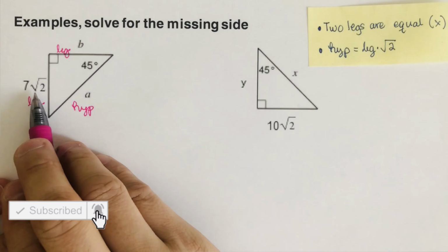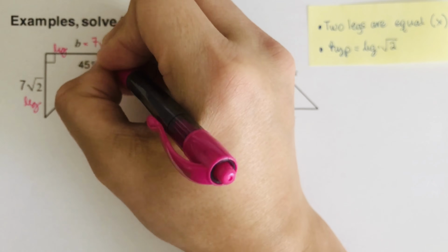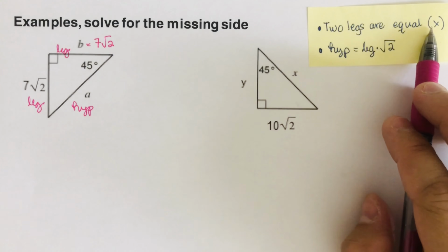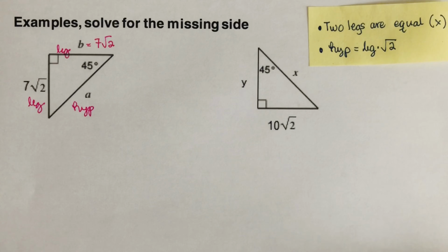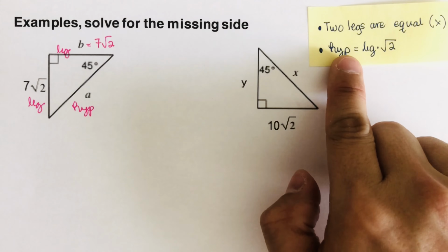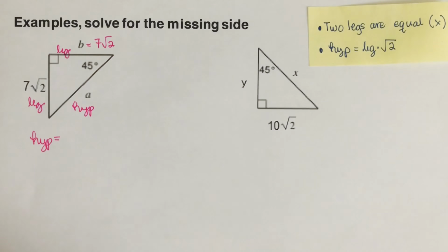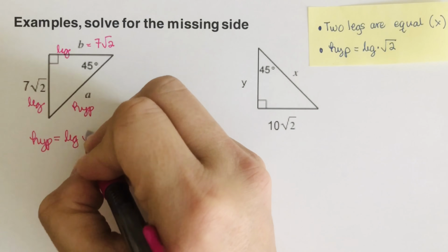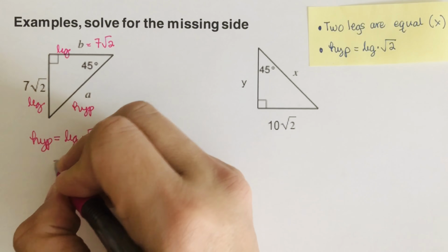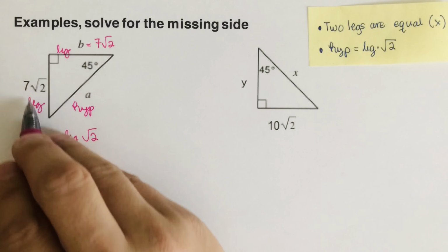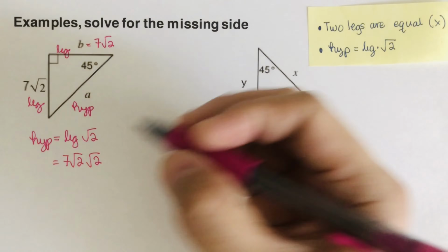So if the leg is 7 square root of 2 here, that means this one right here is 7 square root of 2, because again, the two legs are equal. So we got that, and our task is to find A. The formula for hypotenuse is this one right here. So I write hypotenuse is equal to leg times square root of 2. I want the hypotenuse, but I'm given the leg 7 square root of 2, so I plug that into the leg. So 7 square root of 2, and we have another square root of 2 multiplied to it.